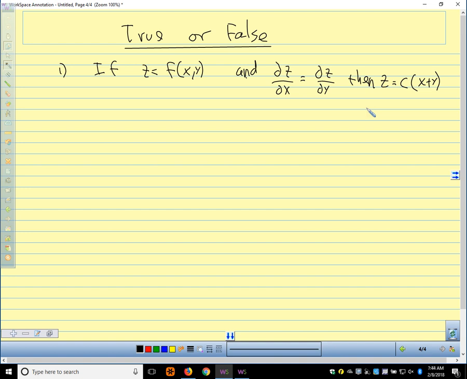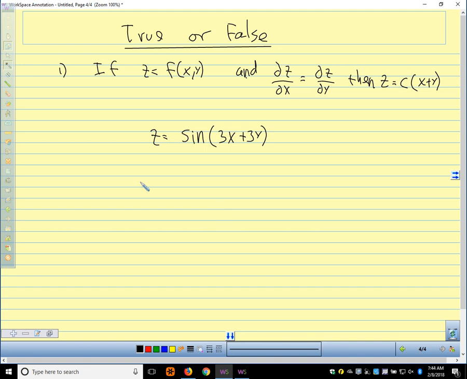I'm going to go with true. I'm going false. There's got to be an example. We did this as a homework: sine of 3x plus 3y. The derivative with respect to x would have a cosine, and they're both the same, 3 cosine of 3x plus 3y. So z equals sine of 3x plus 3y.